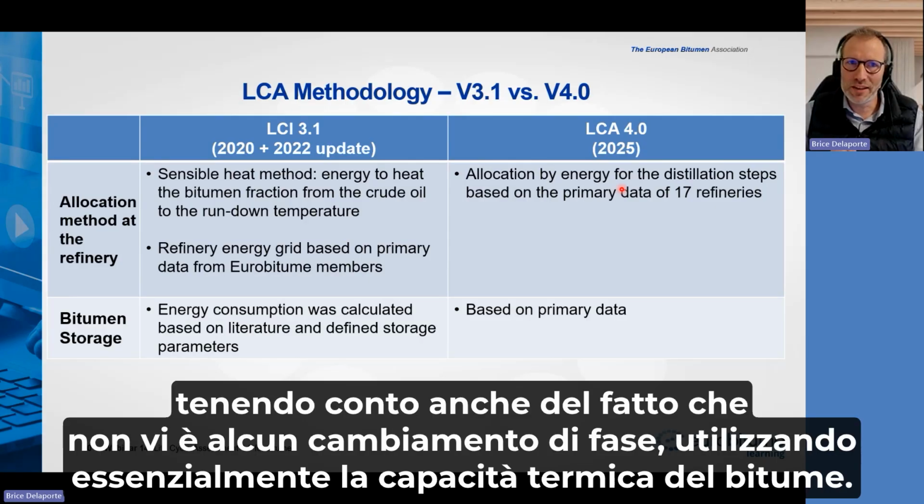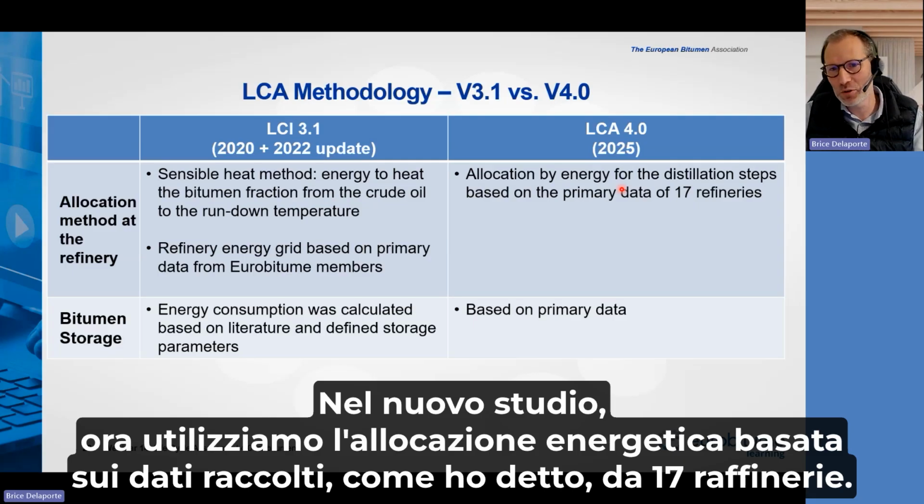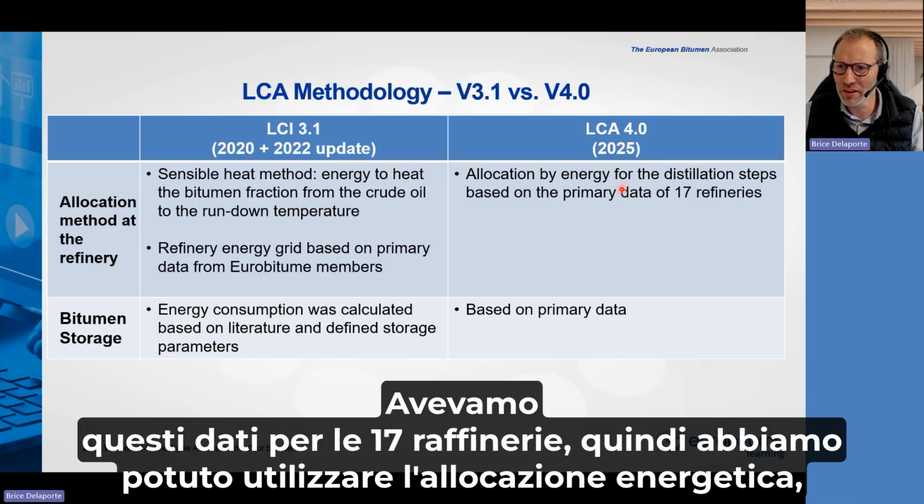And also taking into account that there is no phase change. So using basically the heat capacity of the bitumen. So once again, it's a theoretical approach. In the new study, we are now using the allocation by energy, thanks to data collected from, as I mentioned, 17 refineries. So we had this data for the 17 refineries, so we could use the allocation by energy.